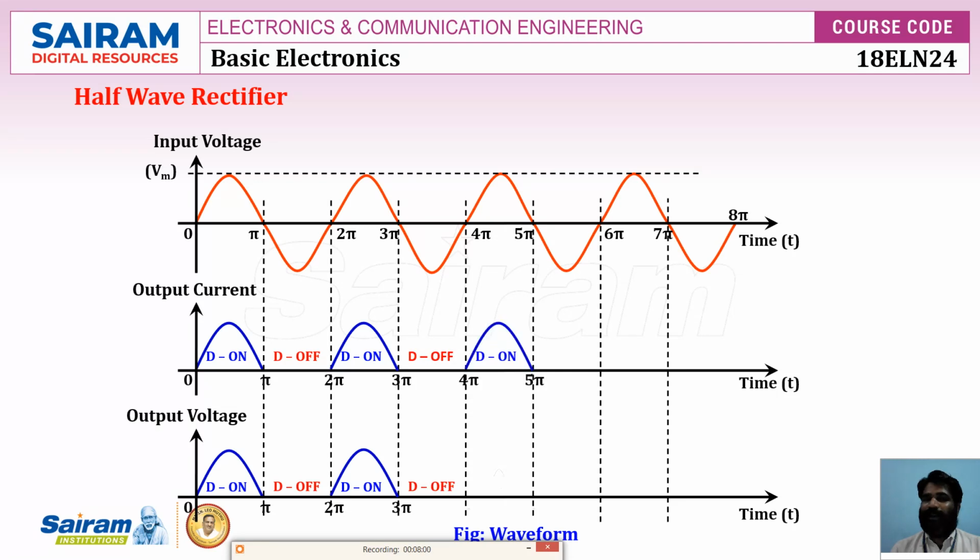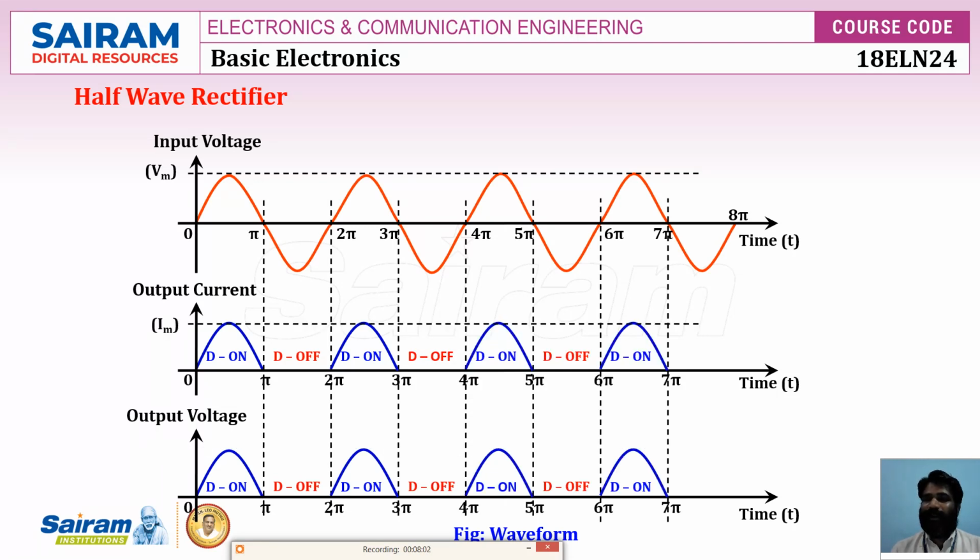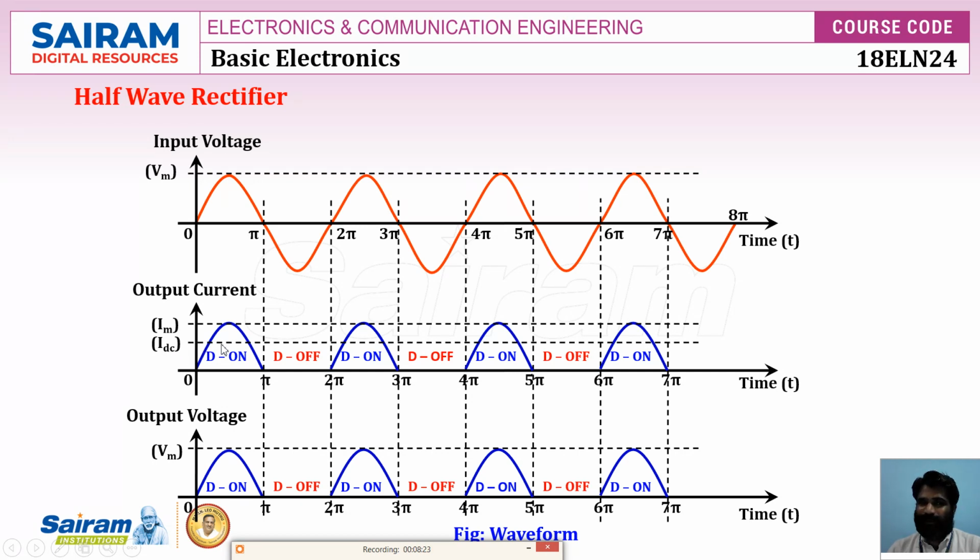So similarly, observe the waveform, the negative half cycle. In the negative half cycle, diode is off, no current and no voltage. In the positive half cycle, diode is on, so there exists a current flow and voltage. So we consider this is maximum current Im and this is the maximum voltage Vm. So we obtain DC is something around like this value. So we will derive the expression for IDC, as well as we consider this voltage level as VDC.